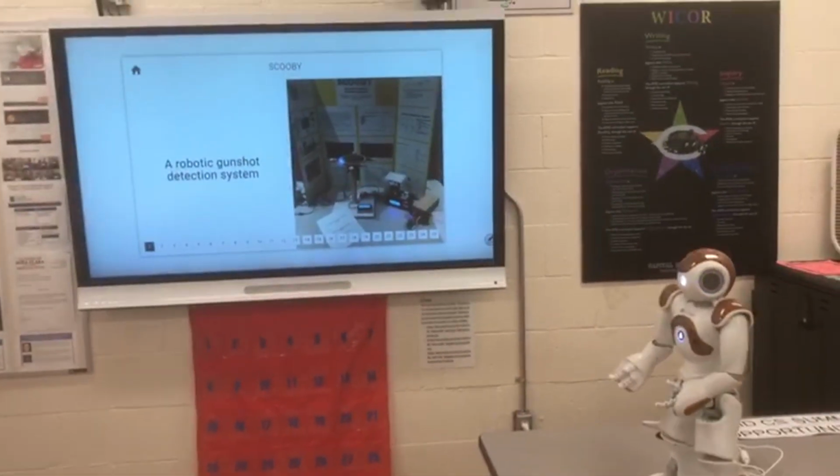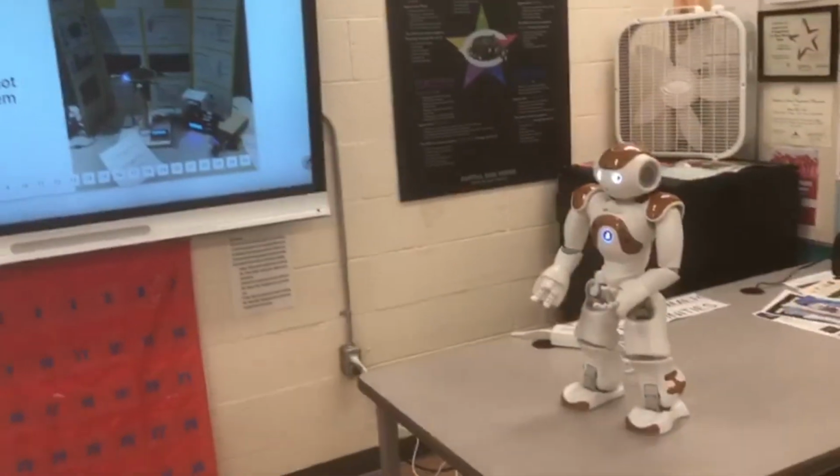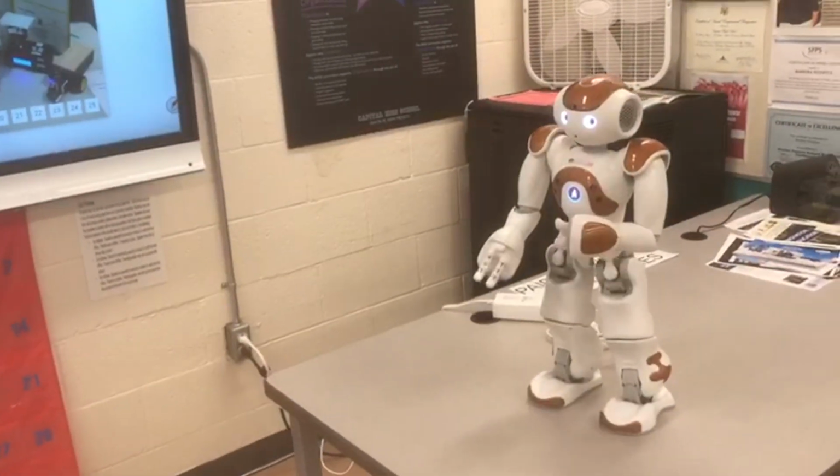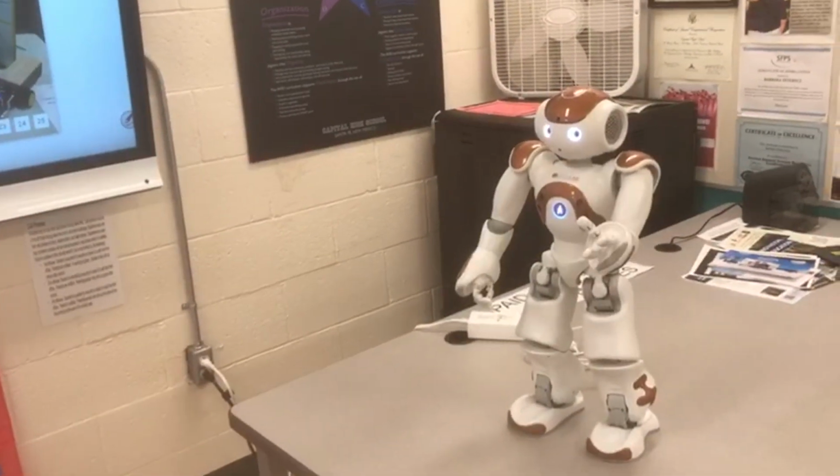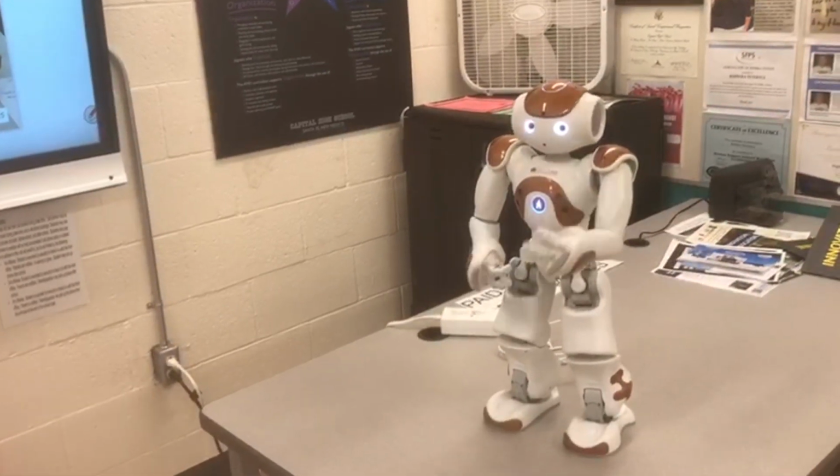This presentation is about Scooby, a robotic gunshot detection system created by a team of students from Capitol High School together with their professional mentor from the electronics industry.